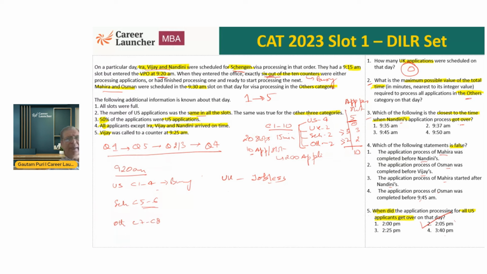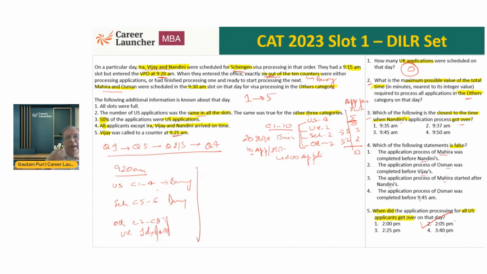Schengen visa people are not jobless. Why? Because they entered at 9:20, and Vijay was called at 9:25. If they were jobless, because at 9 a.m., as far as Schengen visa is concerned, how many would have come? 3. So if they were jobless, Vijay and Ida would have been called immediately. So that is where I have an issue with this. So I would say Schengen seems to be busy. UK is jobless, and this also most probably.